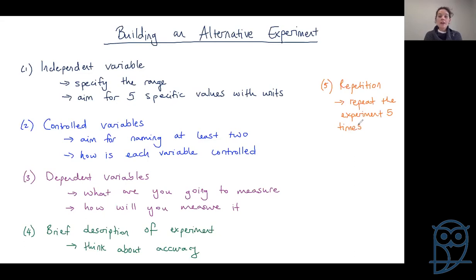So that would be 5 times at each temperature, or 5 times at each pH, or 5 plants in the light and 5 plants in the dark. Okay, whatever it is that we're testing, we're going to do that test 5 times. So it's a different 5 to our 5 specific values. We're now going to have 5 times at each specific value. So if we've got 5 temperatures and we're going to repeat 5 times, that's 25 experiments. But that gives us the reliability in our results that we can actually go forward with. So we have our repetition.